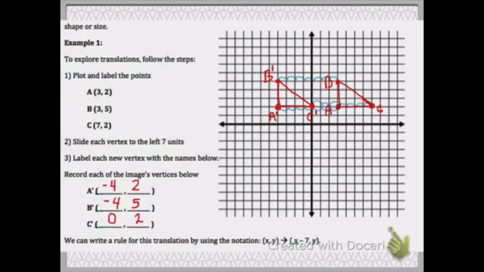Hopefully you've recorded the same ordered pairs. For the image of A, you should get -4, 2. For the image of B, you should get -4, 5. And for C, we get 0, 2.